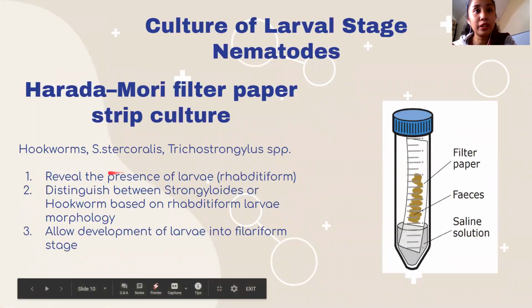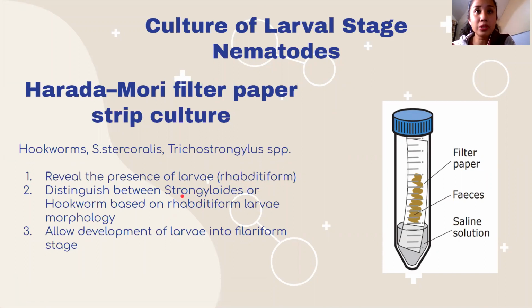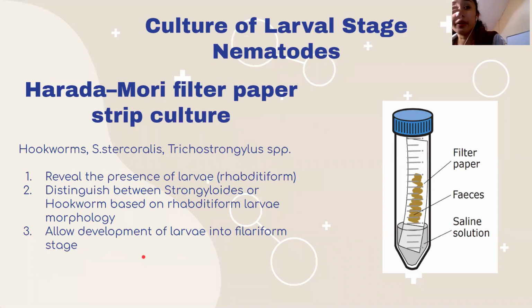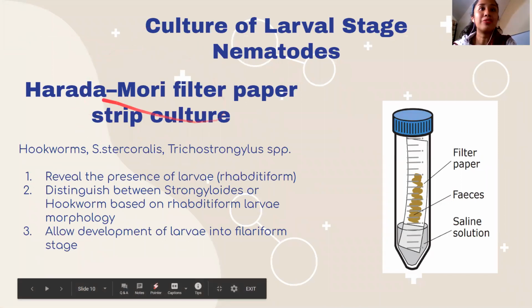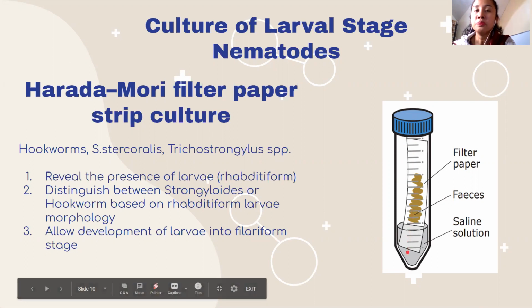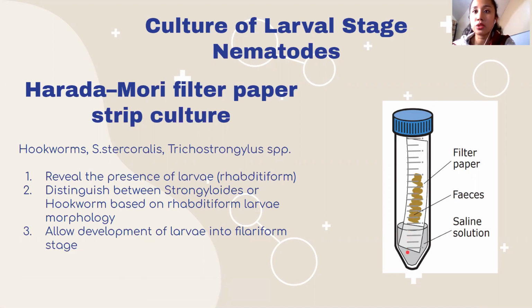The first use is to reveal the presence of the rhabditiform larva, if you want to distinguish between Strongyloides or hookworm. And what's the other use? Allow development of larvae into the filariform stage. So if you want to see a filariform, you do Harada Mori filter paper strip culture. You get a filter paper, place feces on this, and eventually the larvae will migrate to the bottom of the graduated cylinder into the saline solution.